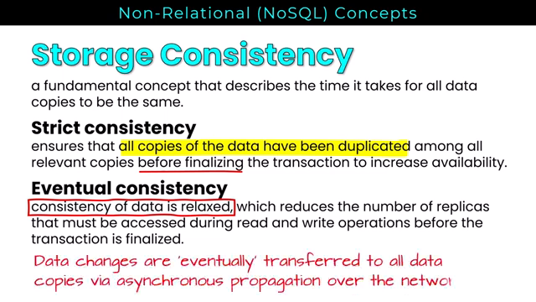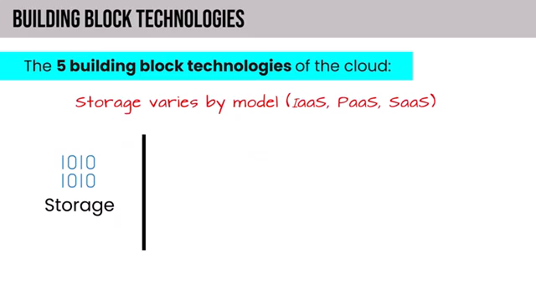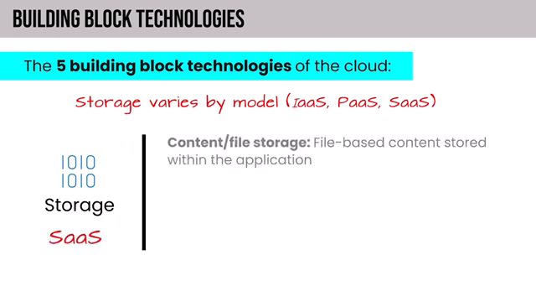Data changes in this case are eventually transferred to all data copies via asynchronous propagation over the network. And depending on the NoSQL flavor you're working with, some cloud services will offer you degrees of consistency. So you'll have options somewhere between strict and eventual to set the level of consistency that works in your application's model.